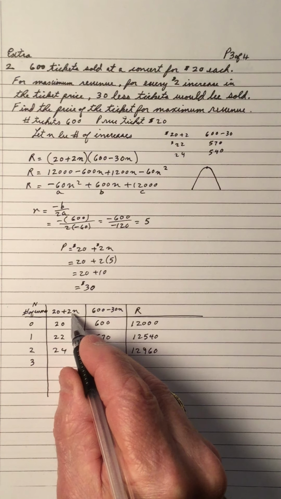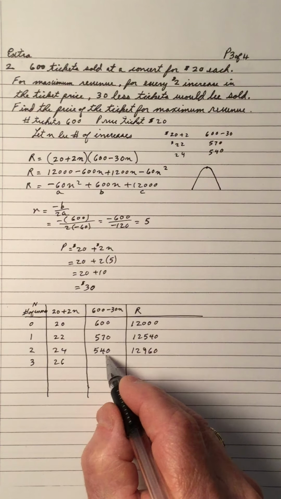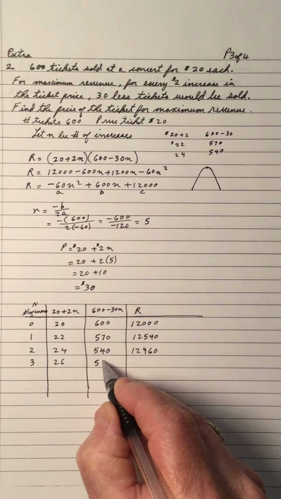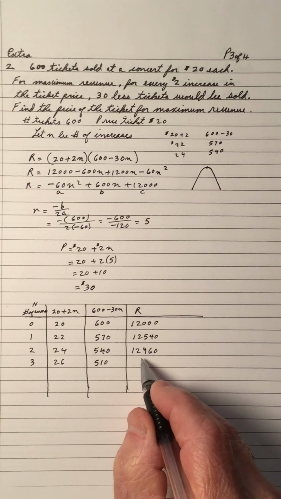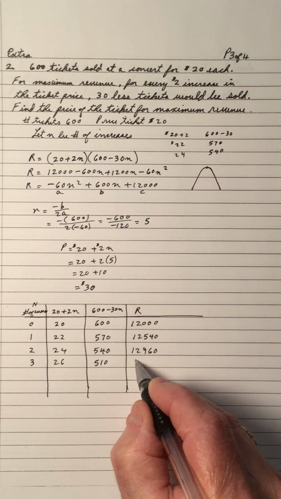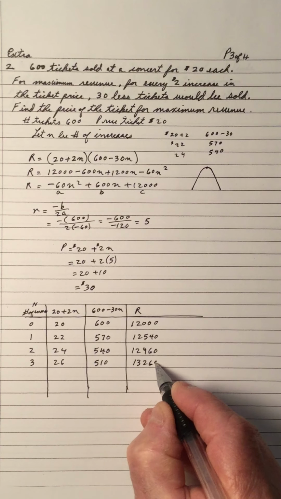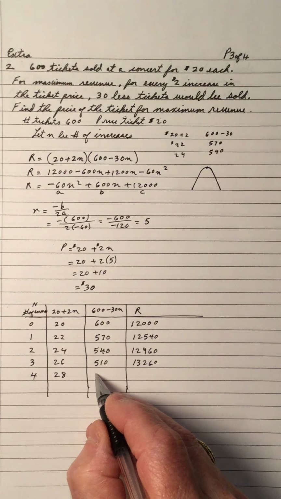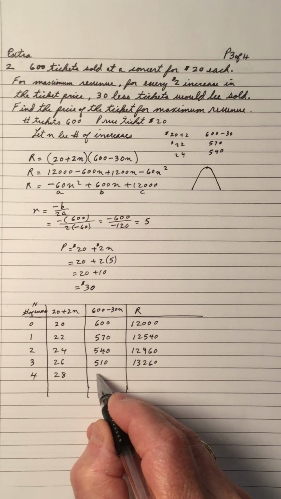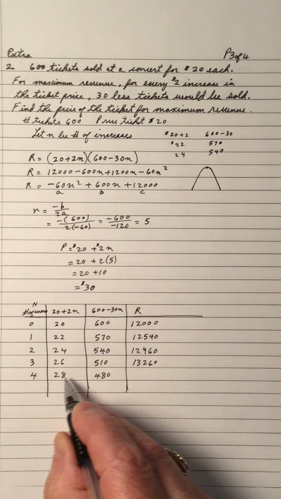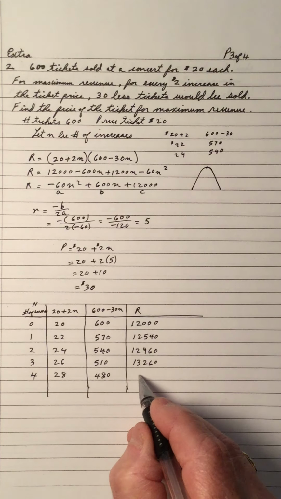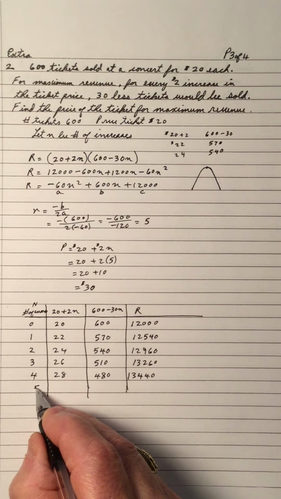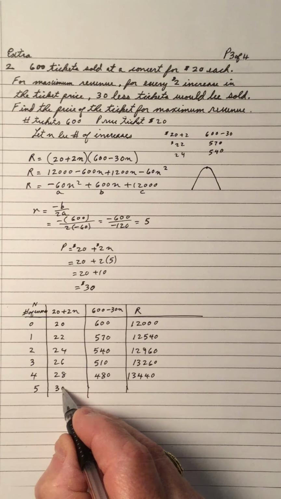Now I got 3 increases, so there's another $2 gone on. I can go 2 times 3 is 6 plus 20 is 26, or just add 2. And I got 30 times 3 is 90, so I got 510, or you can take 30 off. And 26 times 510 is 13,260. And I got another increase, so it's $28, 30 more off, so it gives me 480. So 28 times 480 is 13,440.